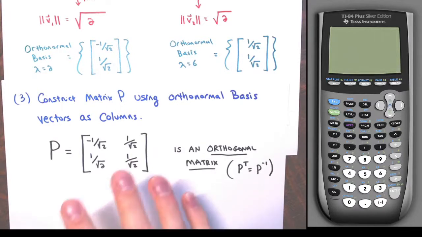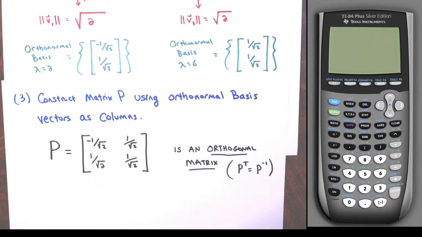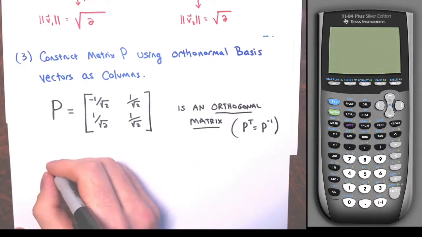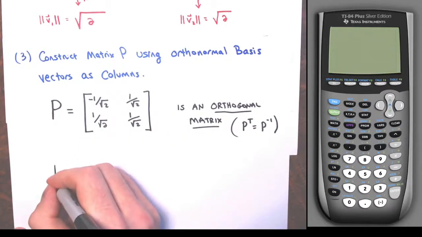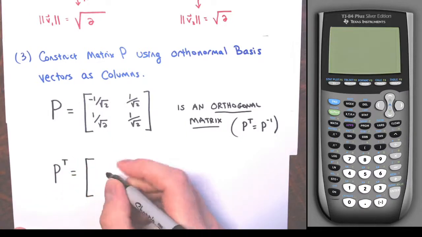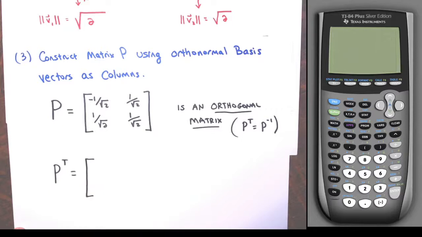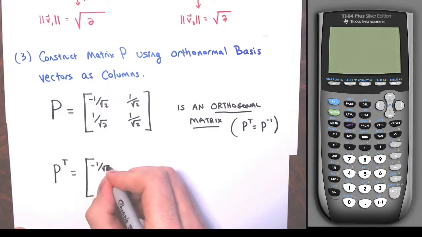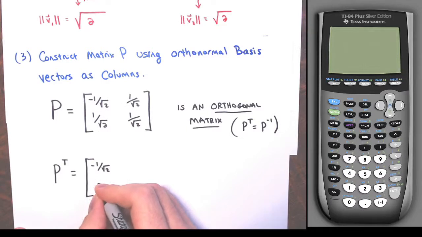Now let's see that P diagonalizes A. So there was P. P transpose would be this matrix, and P transpose should be its inverse. So that's negative 1 over the square root of 2, 1 over this. This is also symmetric. That's not always going to happen. 1 over the square root of 2.